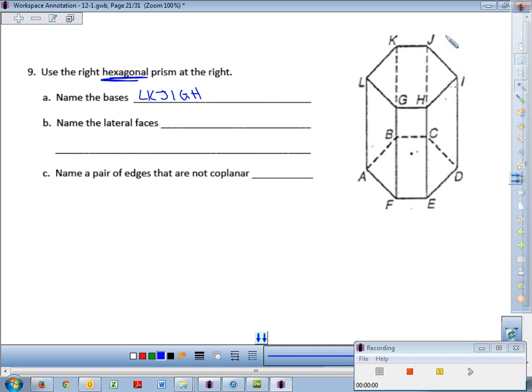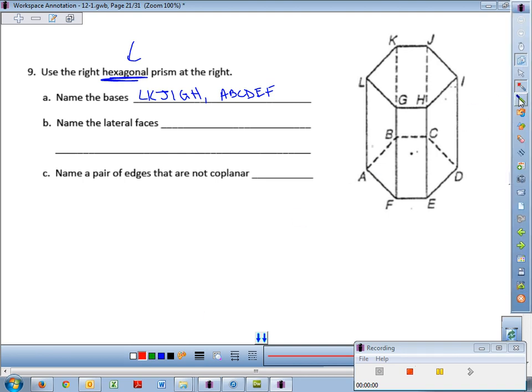They weren't asking for the vertices. They were asking for the name of it. You name a polygon by its vertices in consecutive order. There's one of them. The other one is A, B, C, D, E, F. So there's the 2 bases. It should have 6 letters in each one of them because it's a hexagon. It's got 6 different vertices.